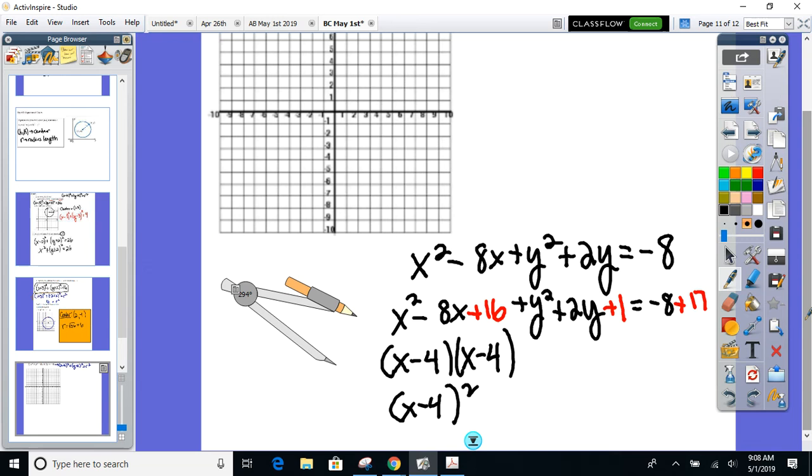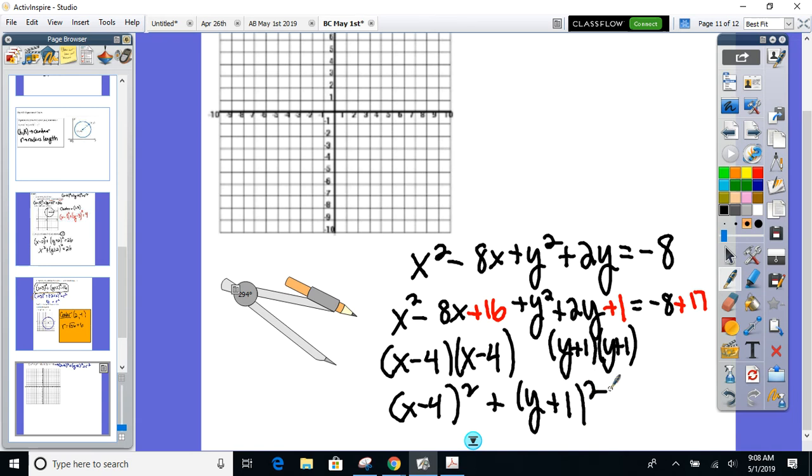y squared plus 2y plus 1. Two numbers that multiply to 1 but add to 2. y plus 1, y plus 1, clean it up. y plus 1 squared.